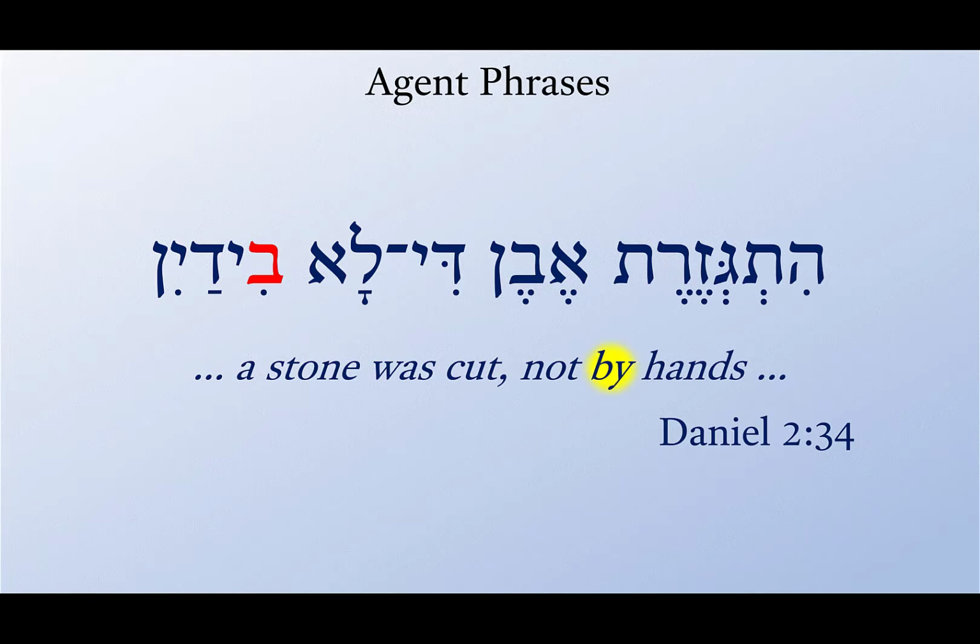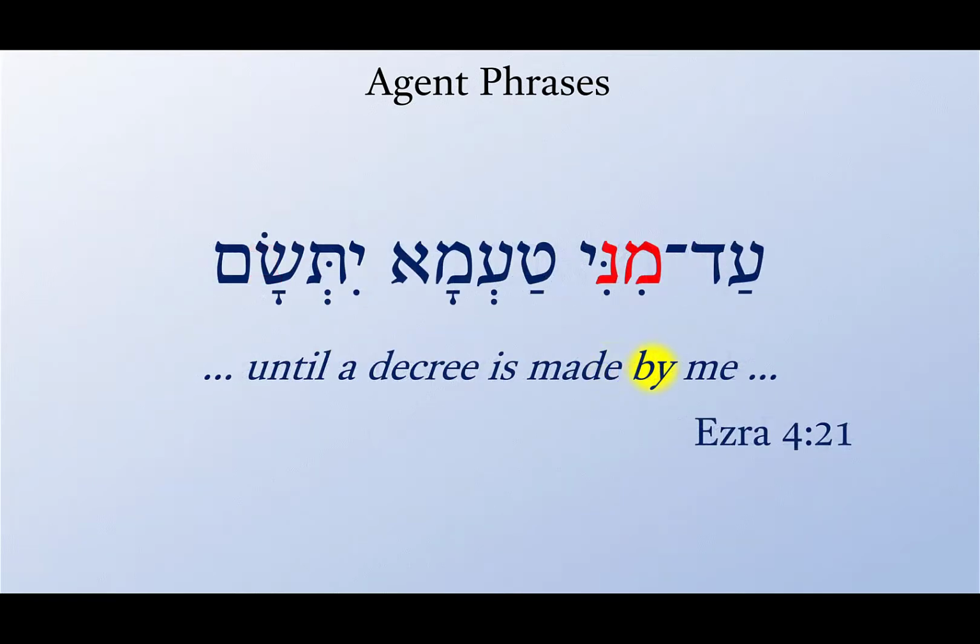Now, what do I mean by other prepositions? Well, again, the Biblical Aramaic corpus is limited, but actually min can serve as an agent marker, as we see right here: until a decree is made by me. A passive voice expression where min is serving as the agent designator in Ezra 4:21.